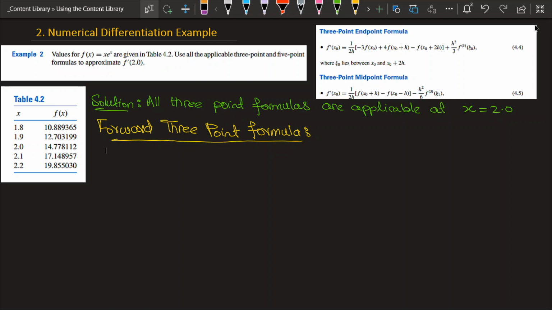and this function is evaluated at five different values: 1.8, 1.9, 2.0, 2.1, and 2.2. And each value has a difference h equal to 0.1. And the point which is given so that we can find the derivative at is 2.0. So in this problem, x naught is 2.0 that we have to substitute in the formula.